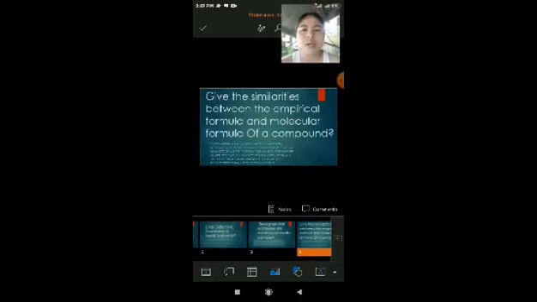Atoms, molecules, and ions. Give the similarities between the empirical formula and molecular formula of a compound. Empirical formula and molecular formula are both chemical formulas. The molecular formula lists all the atoms in a molecule, while the empirical formula shows the ratio of the atoms in a molecule. Both molecular formula and empirical formula provide information about the elements present in a molecule of a compound.